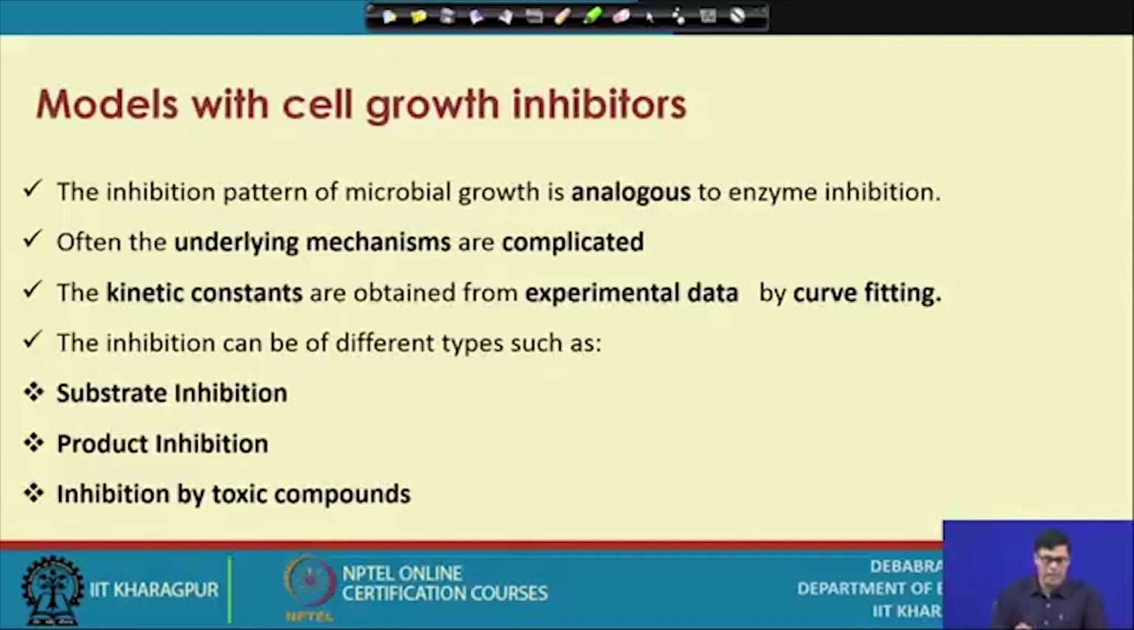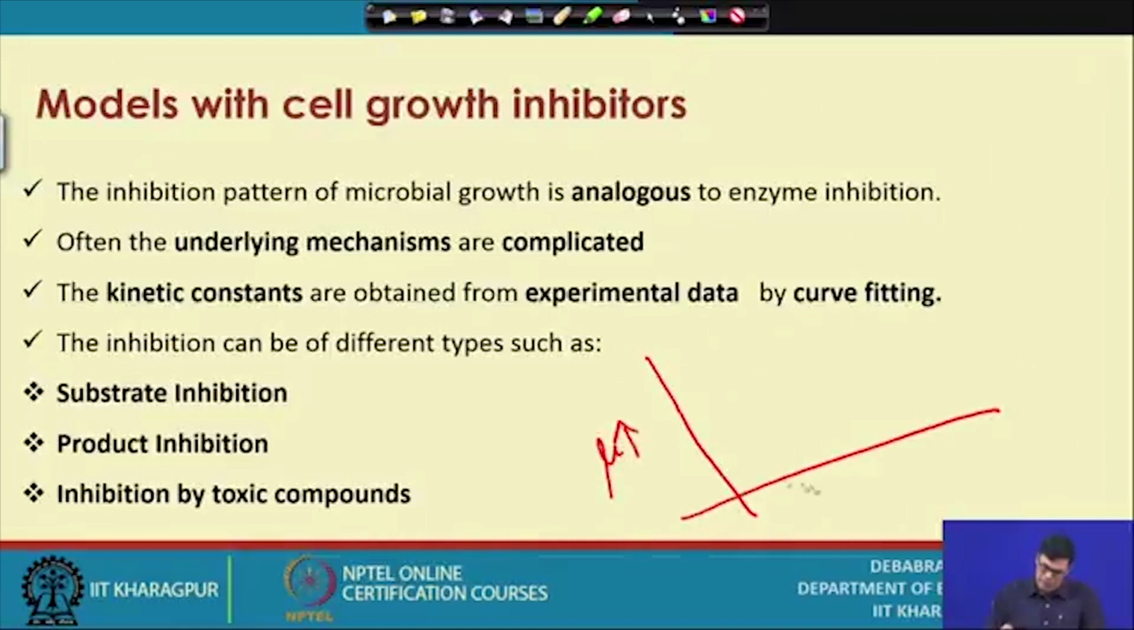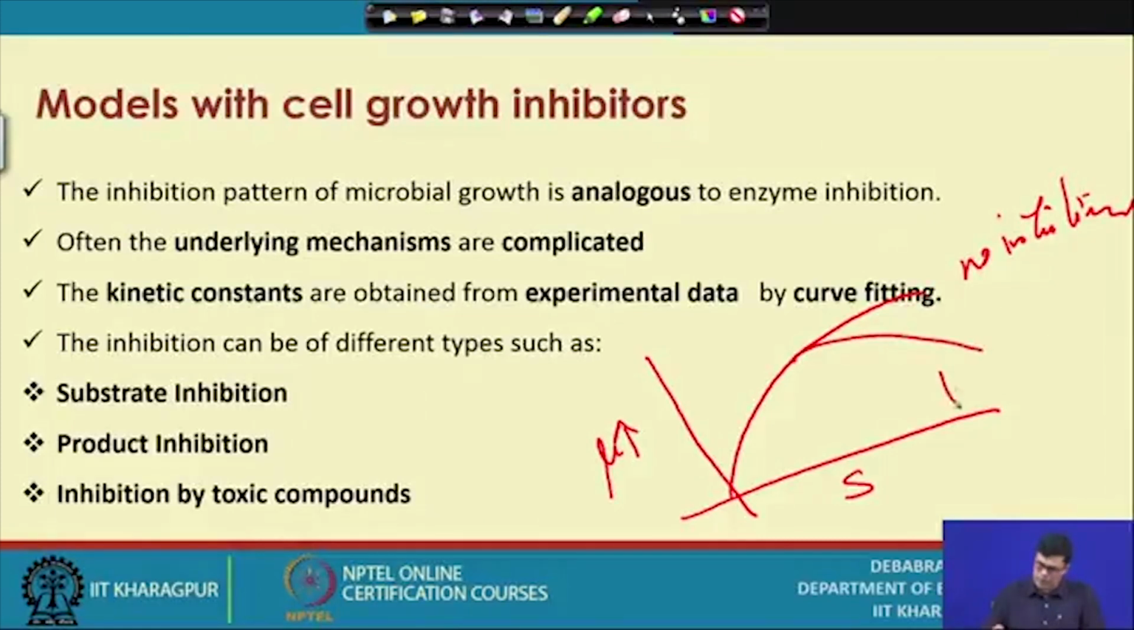Now as I told you, there are different types of inhibition, and I can give you a typical example. Suppose when you plot mu versus S, we have this kind of plot. This is no inhibition. Now in case of substrate inhibition, what will happen? This will be like this. This is with inhibition. Now why at higher substrate concentration will there be inhibition? So this we consider as substrate inhibition.